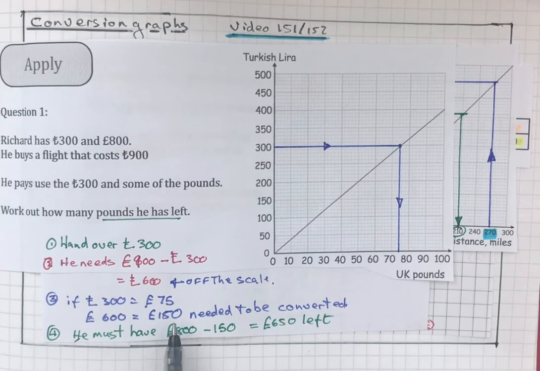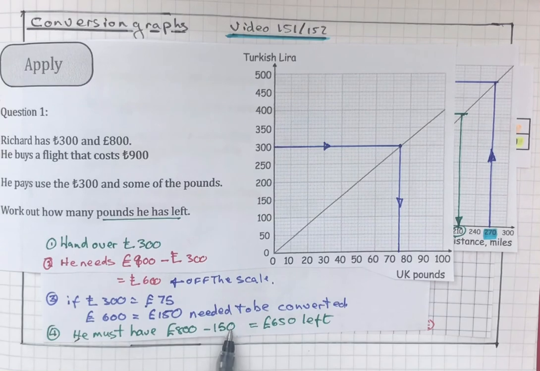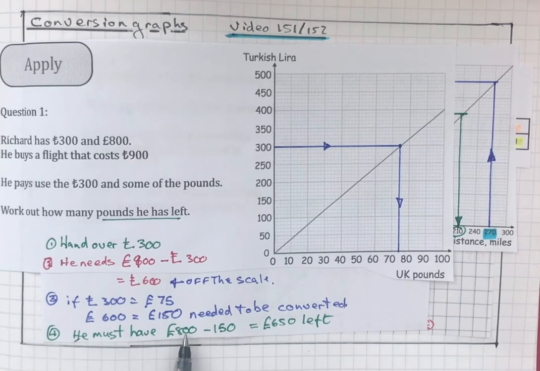So he needs to take £150 and exchange that in the Bureau de Change. So if he exchanges £150, the question says how much does he have left from his 800? 800 minus 150 means he's got 650 left.